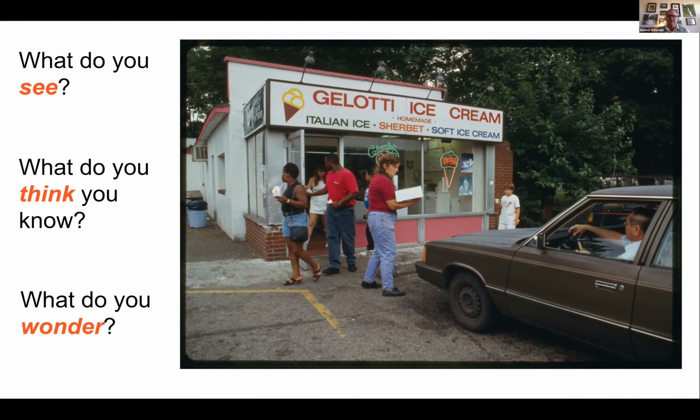I see gelati. Yeah, gelati. I feel like it was always pronounced gelato, right? I see additional words like ice cream, Italian ice, sherbet, soft ice cream, a sign in the window that says open. I see people. Kid. Adults. Neon sign. I see a car. I see a trash can. And a small cooler too.